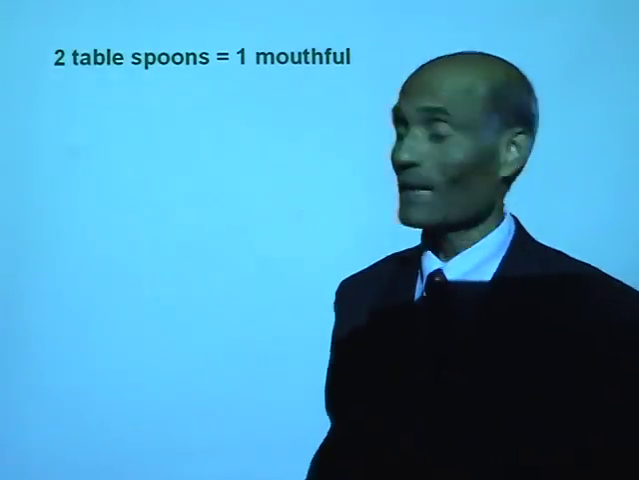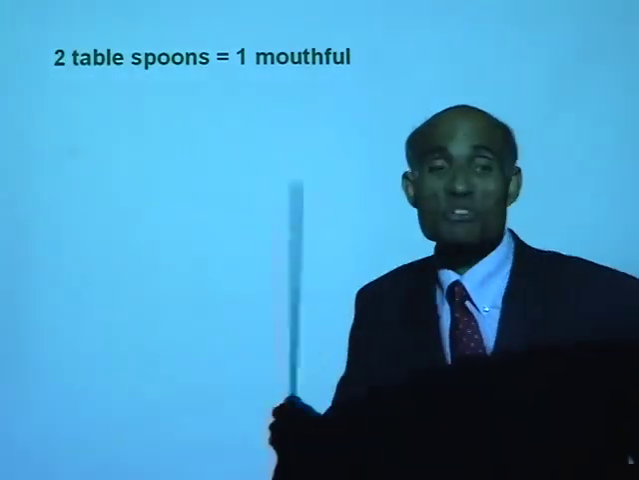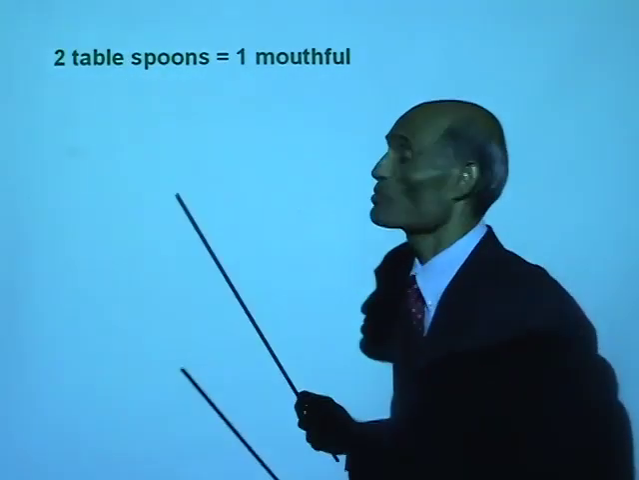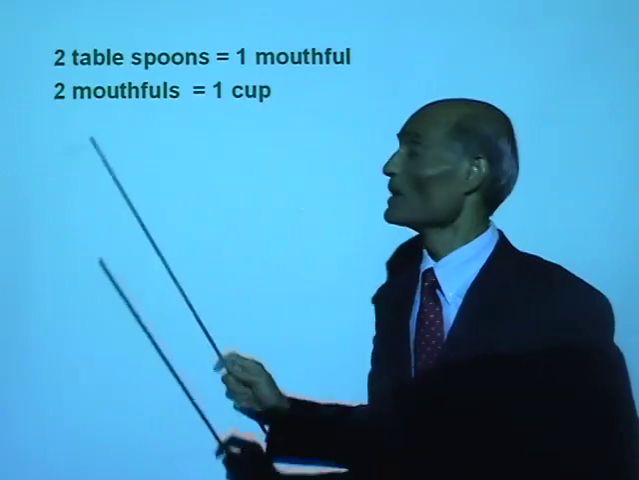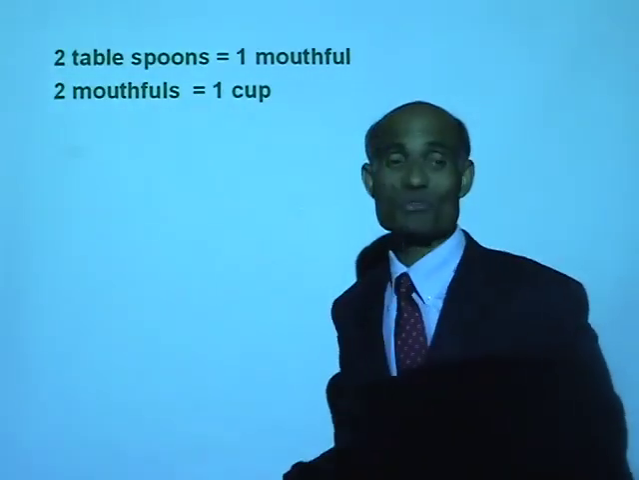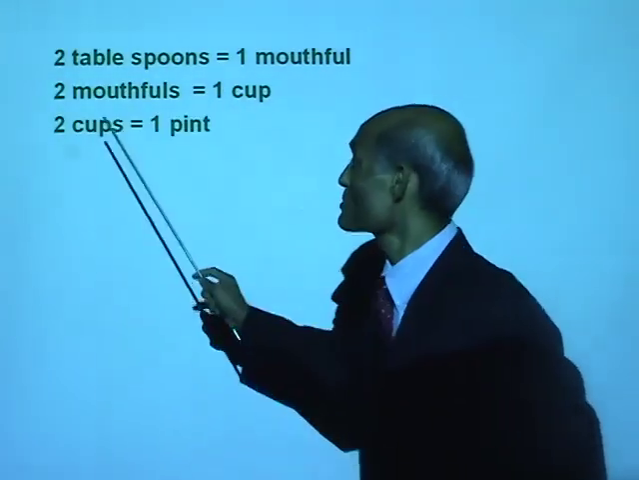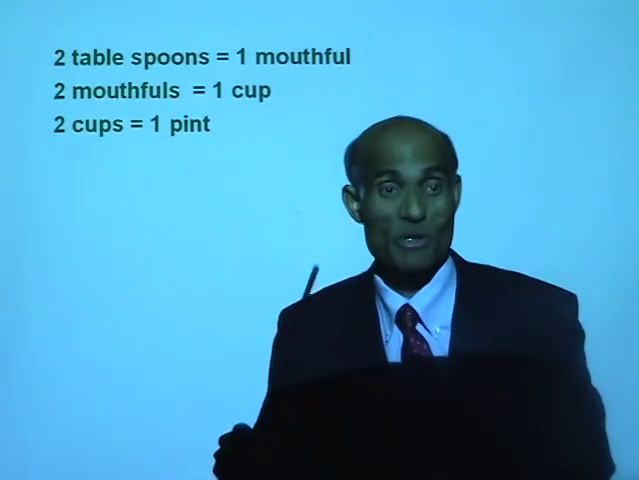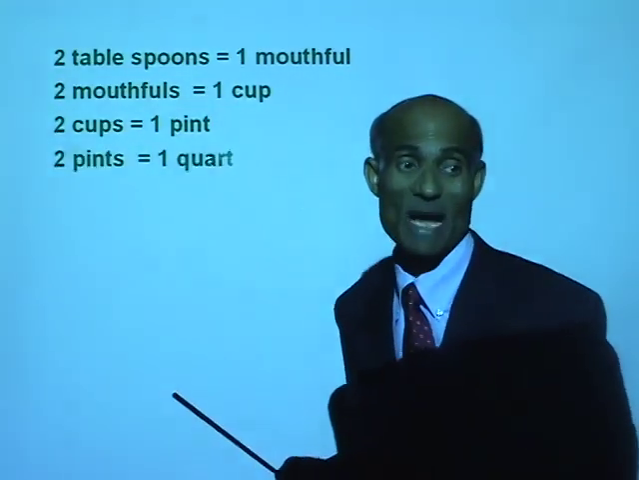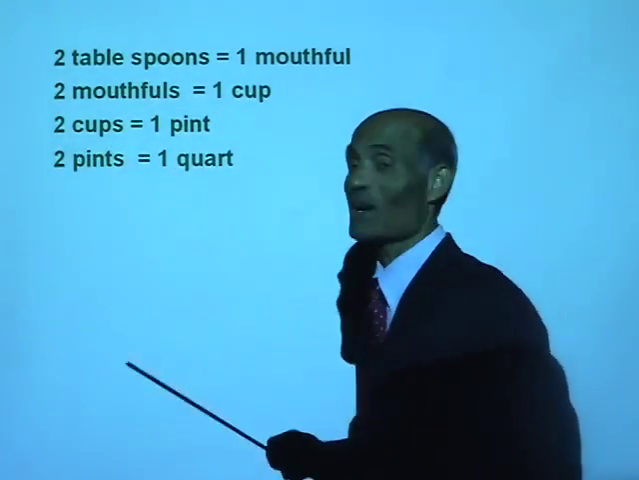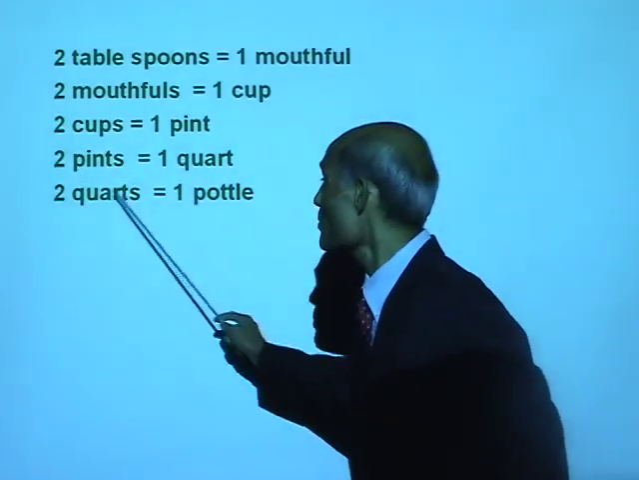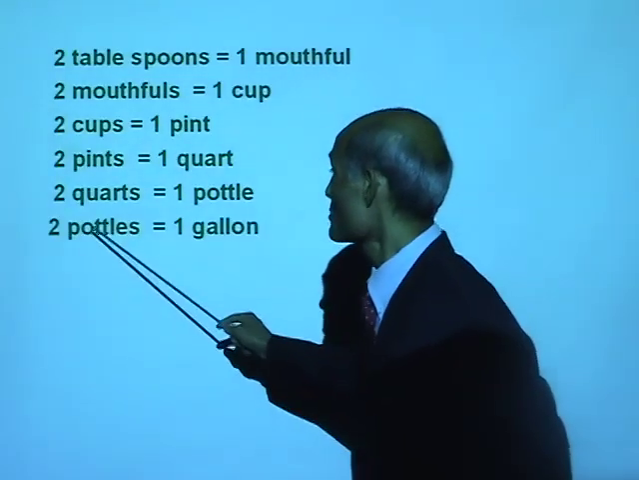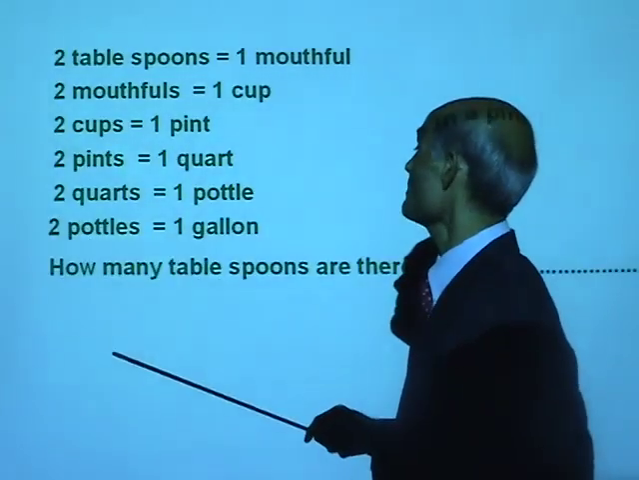Well, let me give you some relationships. 2 tablespoons equal 1 mouthful. 2 mouthfuls equal 1 cup. 2 cups equal 1 pint. Alright, watch this carefully. I'm going to give you a couple of assignments to do now. 2 pints equal 1 quart. 2 quarts equal 1 bottle. Isn't that interesting? And 2 bottles equal 1 gallon.